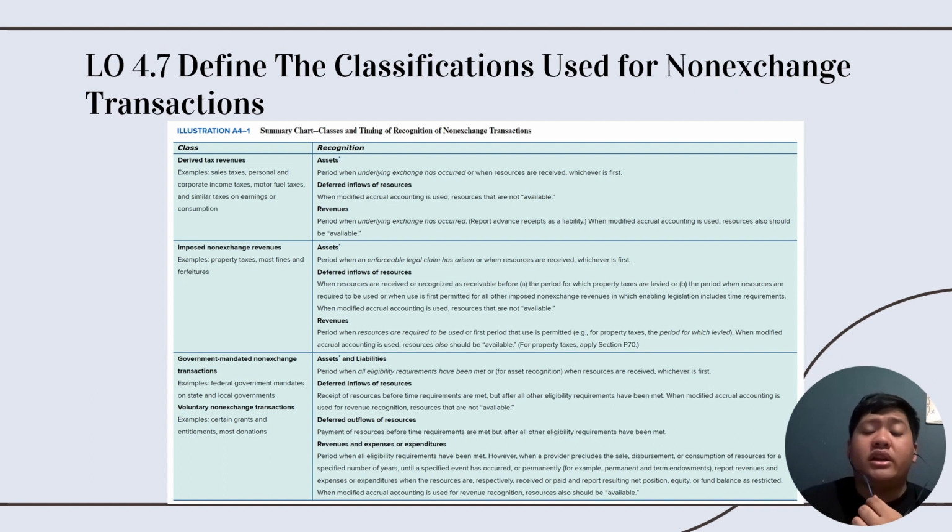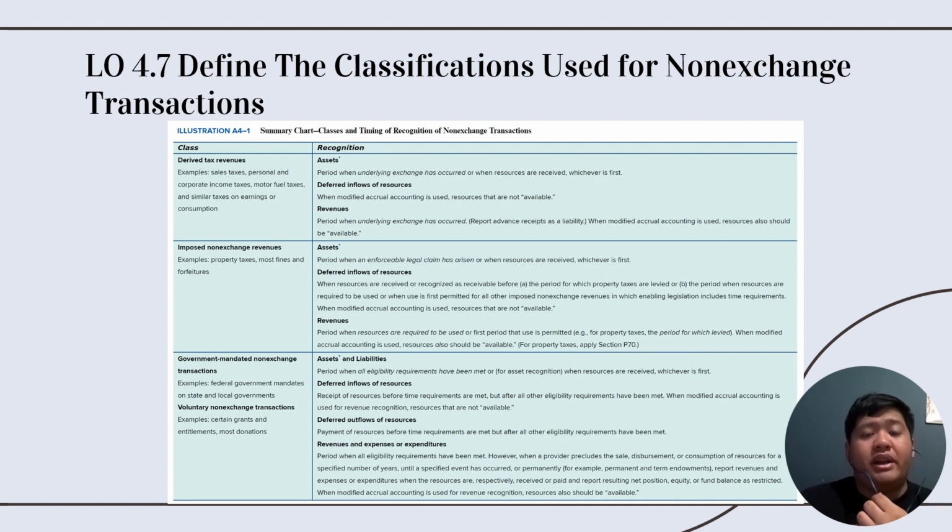And then the imposed non-exchange revenues consist of property taxes, most fines, and forfeitures, and it can be recognized through revenues when resources are required to be used or the first period that use is permitted. Resources should be listed as available when modified accrual accounting is used.